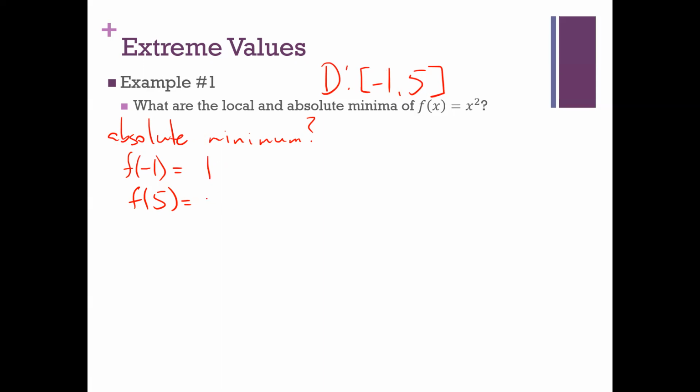One? 25. I think I can say no to that one right now, right? Okay, so it could be f of -1, which is 1. Can I say for sure that it is? No. So I look at the endpoints, but what else do I need to look at? Need to look at the locals, right? How do I find the local minimum?